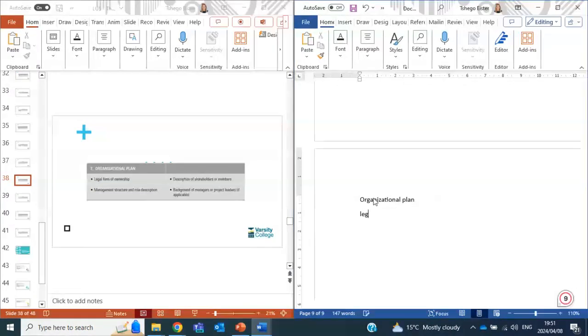And the organization plan is all about legal ownership, legal form of ownership, and we've done that in the previous learning units. It also includes the management structure, right? And role descriptions. So you will say who does what in this management structure description. And then you also have description of shareholders or members, and in fact it will only be shareholders because we don't have closed corporations anymore. And then background of managers.